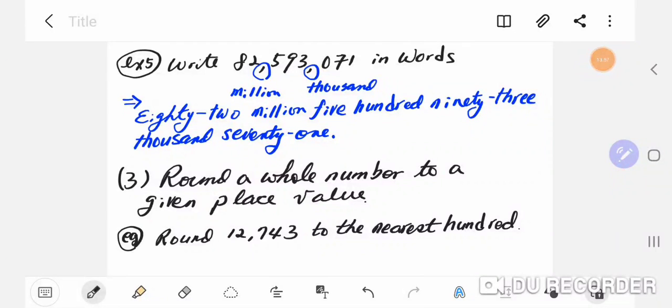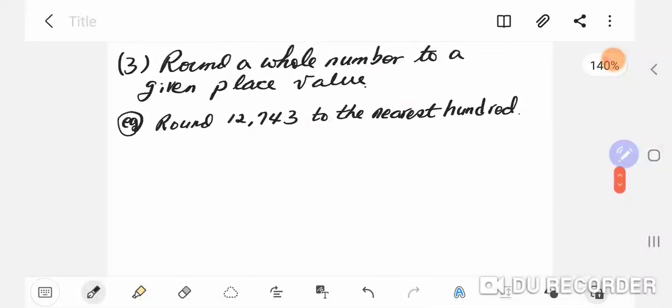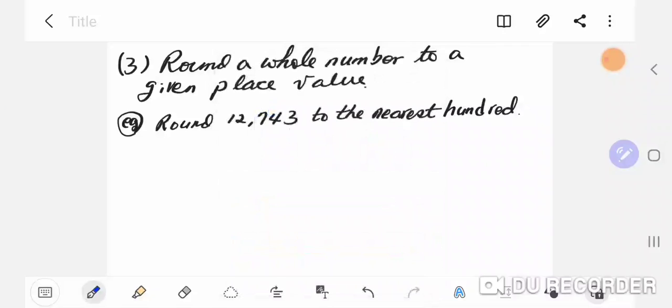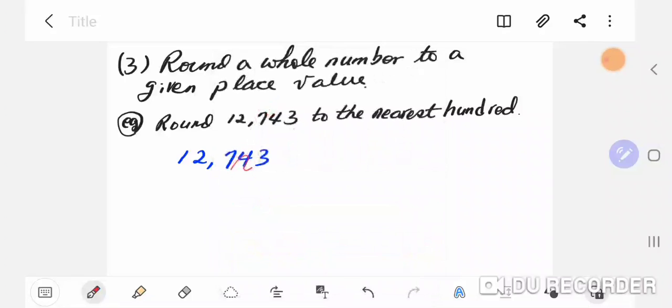All right. Okay, now number 3, how to round a whole number to a given place value. Let's round this number to the nearest 100. So when we round this one, let me write the number: 743. Okay, the nearest 100. 100 is what? 7, isn't it? The place value for the 100 is this.